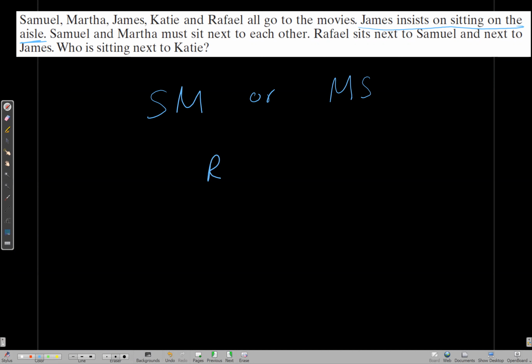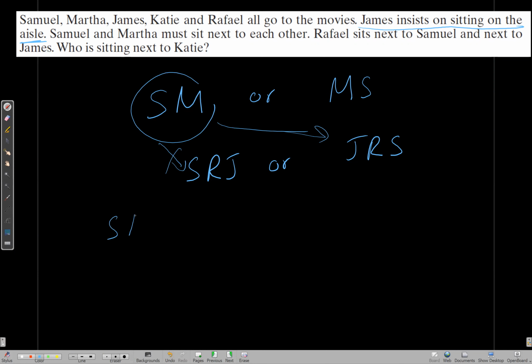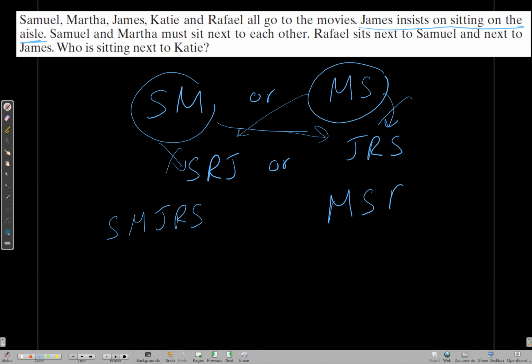Next to Samuel and James. Oh, right. Now if you have this, then the second condition, we cannot have this, right? So we have to have this, if that is the case. So in that case, S-M-J-R-S. Now if we have this case, then we cannot have this. We must have this. So in that case, M-S-R-J.